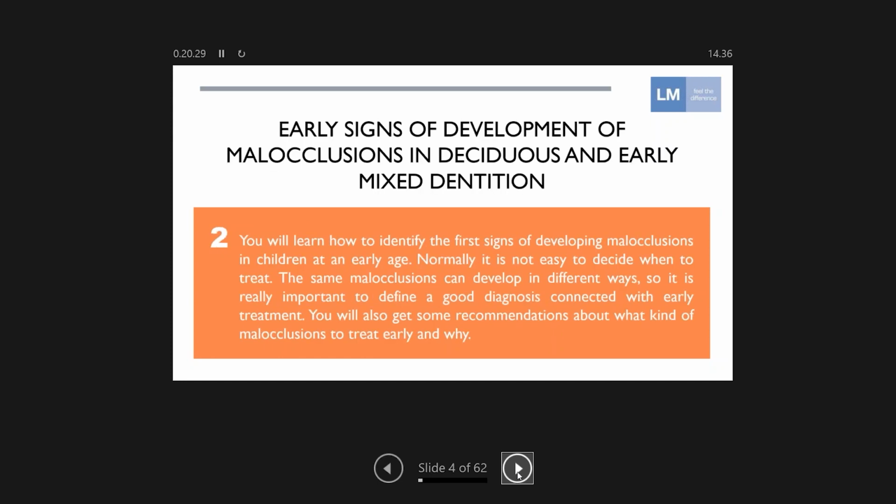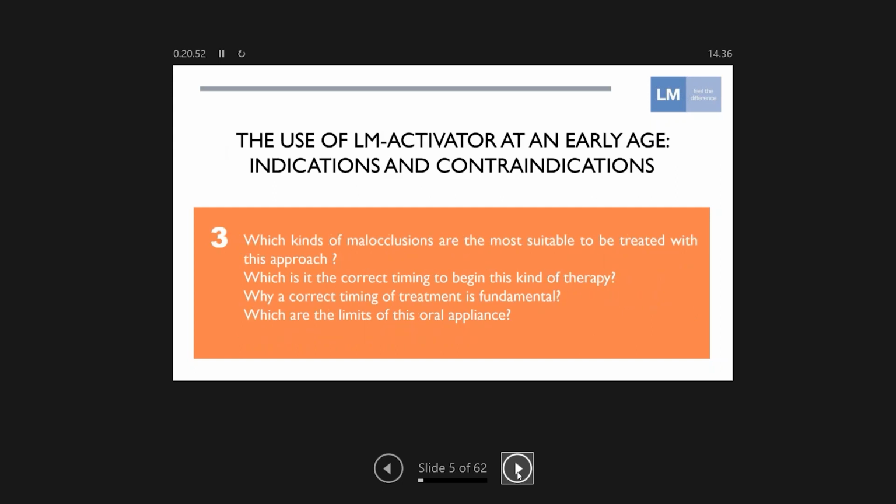So in the next seminar, next month, we will see the early signs of malocclusions when they appear, what we have to look for, and how to manage this information, so as to decide what to treat, when to treat, and which appliance is better to use. The next step will be about all the indications and contraindications through the analysis of clinical cases about the use of LM activators in the early period.